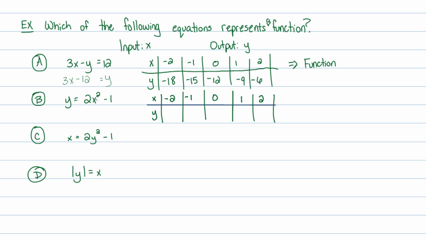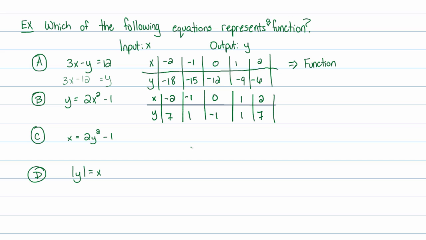When x is -2, I get -2 squared, which is 4, times 2, which is 8, minus 1, which is 7. Plug in a -1, I get -1 squared, which is 1, times 2 is 2, minus 1 is 1. Plug in 0, I get -1. Plug in 1, I get 1 times 2 is 2, minus 1 is 1. And plug in 2, I'll get 7, I promise.